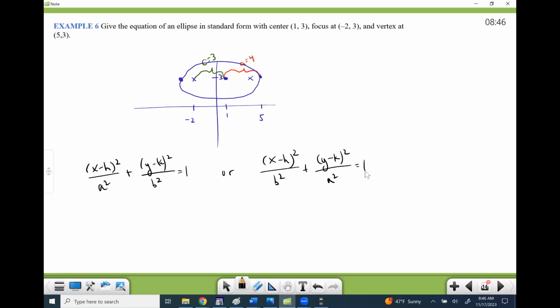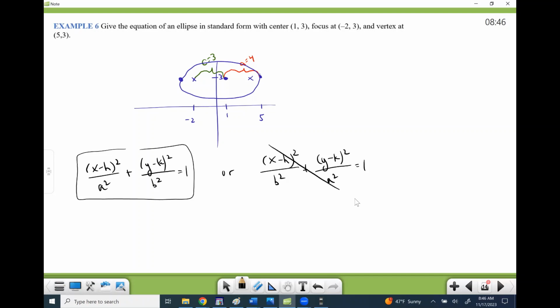Now our ellipse is bigger in the x direction. It's not bigger in the y direction. So that means that we would want this one because the a squared, which is the bigger number, is underneath x. So we will not be using this one for this problem.